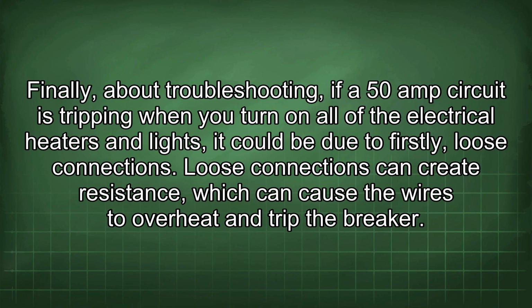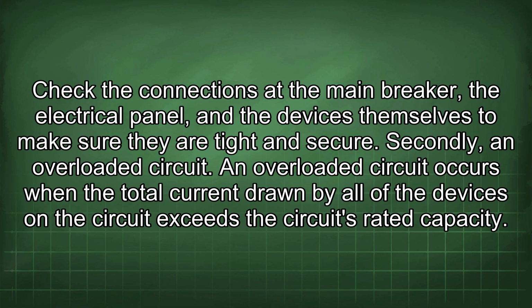Finally, about troubleshooting. If a 50 amp circuit is tripping when you turn on all of the electrical heaters and lights, it could be due to, firstly, loose connections. Loose connections can create resistance, which can cause the wires to overheat and trip the breaker. Check the connections at the main breaker, the electrical panel, and the devices themselves to make sure they're tight and secure. Secondly, an overloaded circuit.